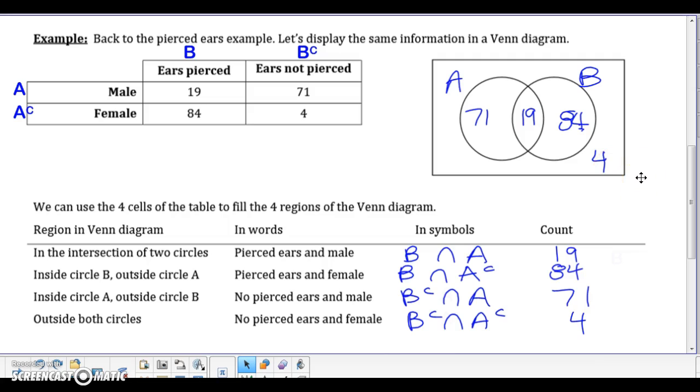Which seems pretty simple. You do need to know how to use both a Venn diagram and a two-way table. A lot of people find that they prefer one over the other, but you do need to get practice with both. Let's go ahead and review.